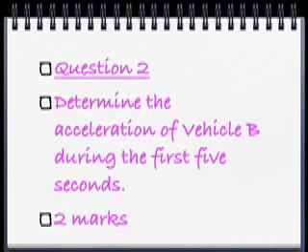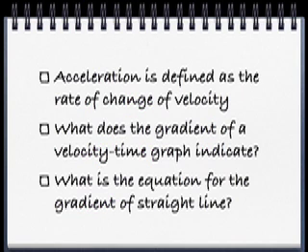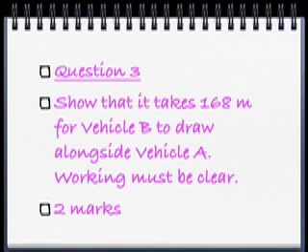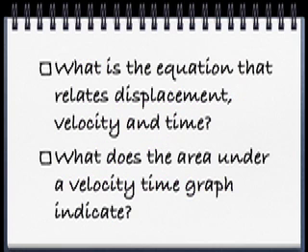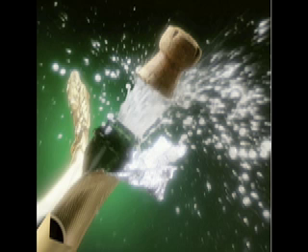To help you with this question, think about how acceleration is defined and what a velocity time graph indicates. For this question, think about the area underneath the velocity time graph and how displacement and velocity and time are related together. The next problem is the cork problem.